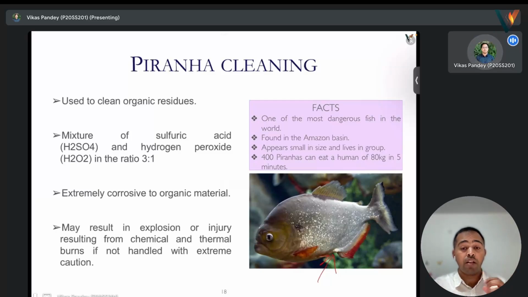Okay, so dangerous. And the piranha cleaning process also works like this. That is why it is called piranha cleaning. This is mostly used to clean organic residues.